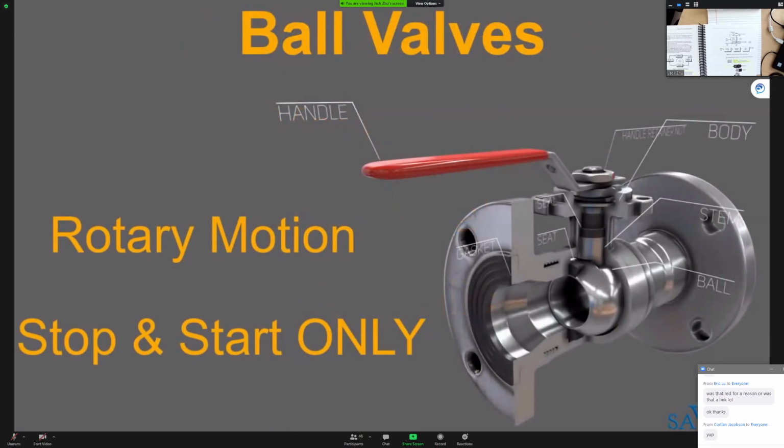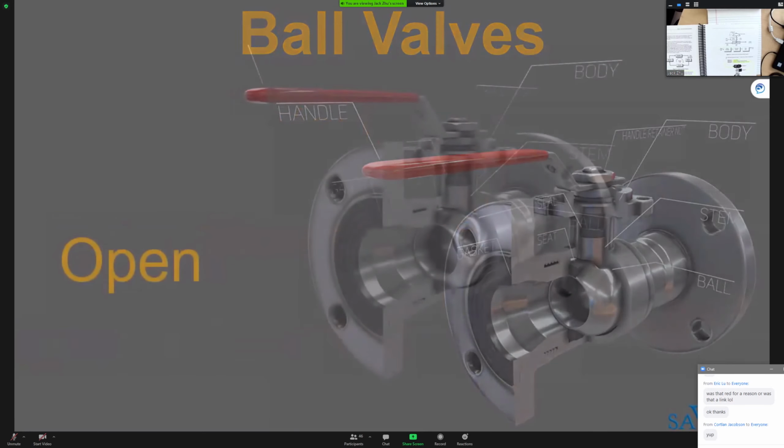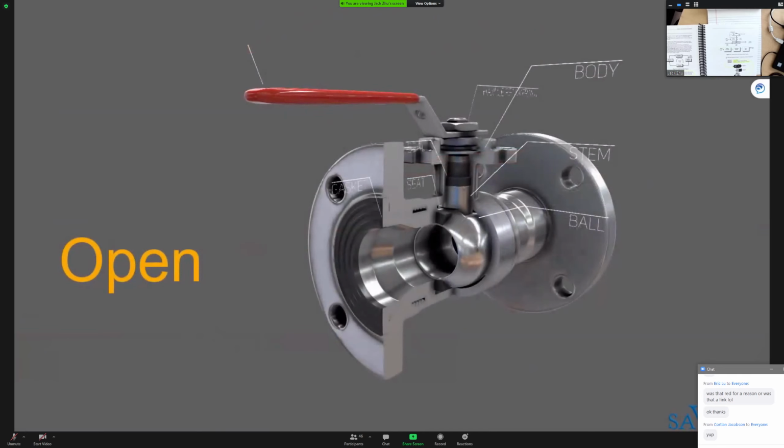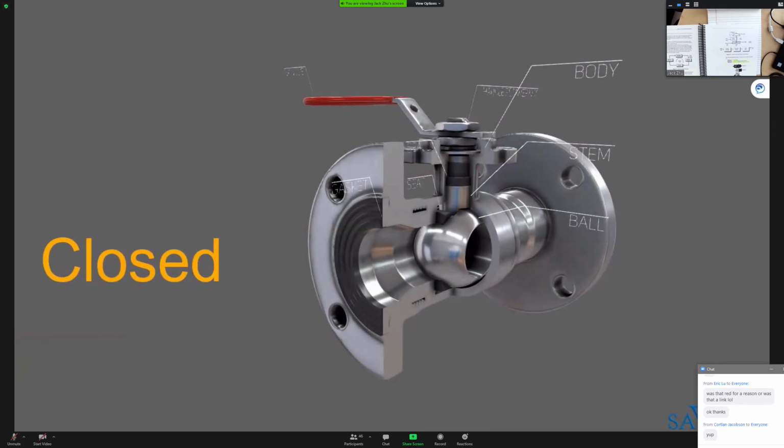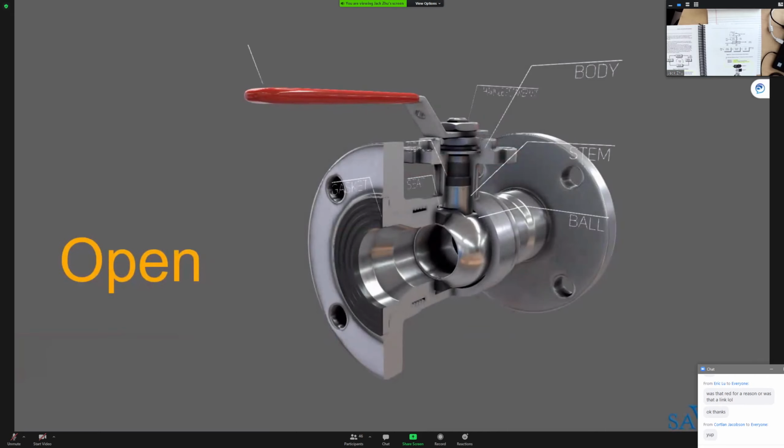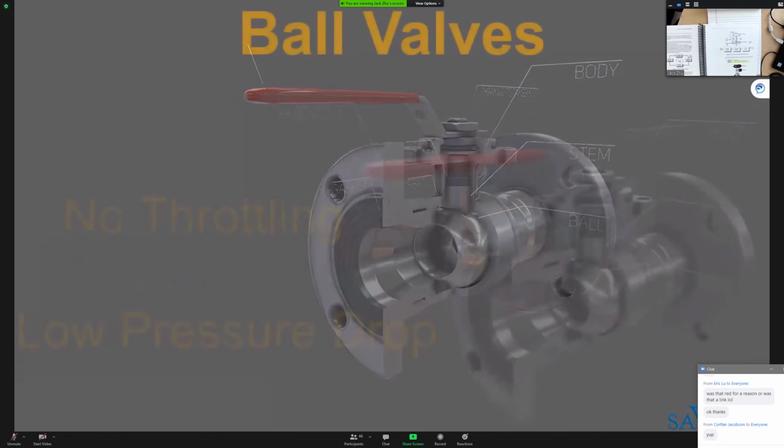A ball valve is a rotary motion valve that uses a ball-shaped disc to stop or start flow. When the valve handle is turned to open the valve, the ball rotates to a point where the hole through the ball is in line with the valve body inlet and outlet. When the valve is shut, the ball is rotated so that the hole is perpendicular to the flow opening of the valve body and the flow is stopped.